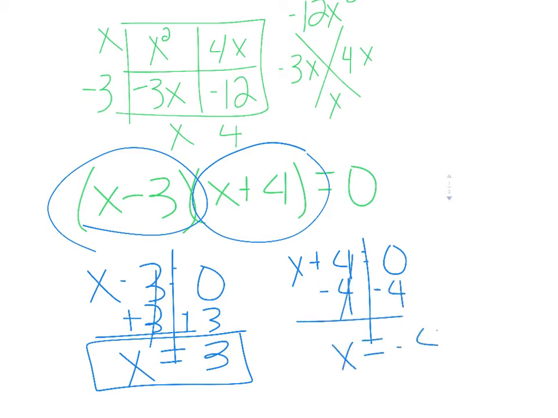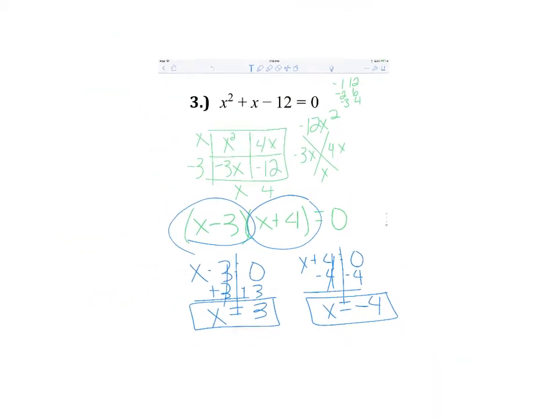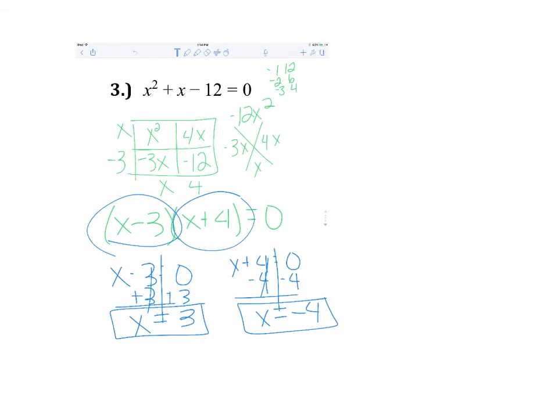equals negative 4. And what you're finding is the two numbers that when you plug them back in would make this equation equal to 0. And you could always check. So let's say you plug 3 back in. You'd plug it in for each x. So you would take 3 times 3, which is 9. 9 plus 3, which is 12. 12 minus 12 is 0. So that would work out.